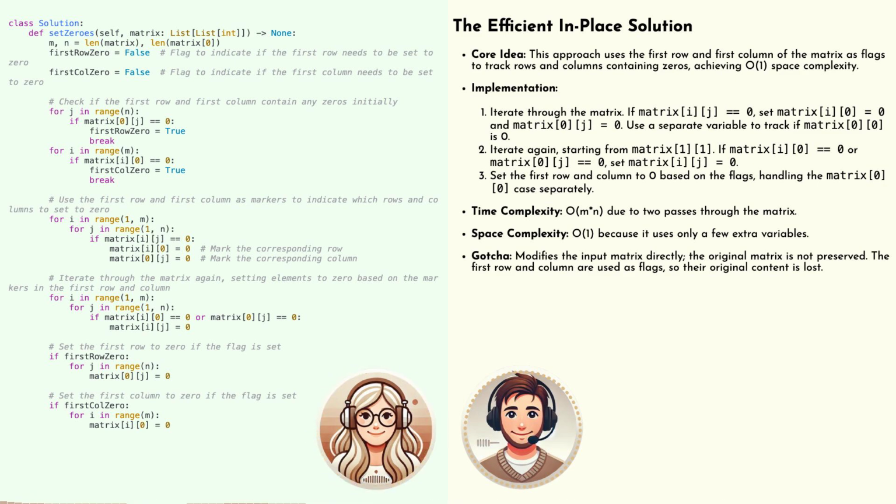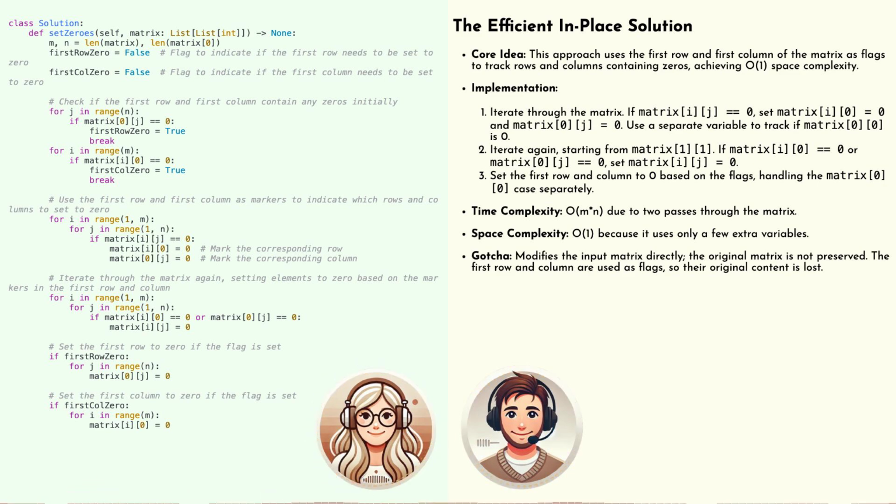We do the same thing for columns, but using the first cell of each column. So if we find a 0 in column 3, we set matrix[0][3] to 0 as a marker. So the first row and column become like a checklist of rows and columns that need to be zeroed out. It's pretty clever. But hold on, what about the very first cell, matrix[0][0]? It belongs to both the first row and the first column. How do we know if it's marking a row or a column?